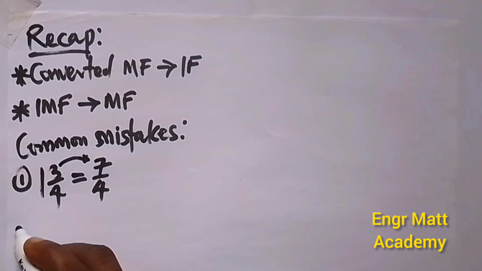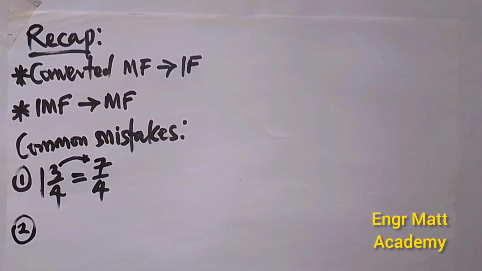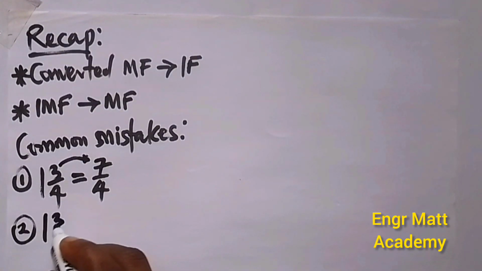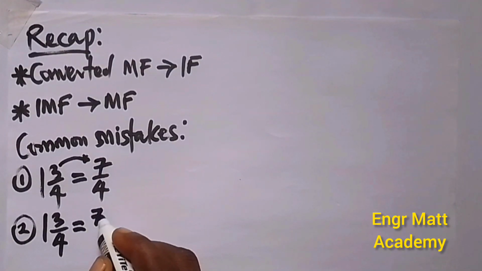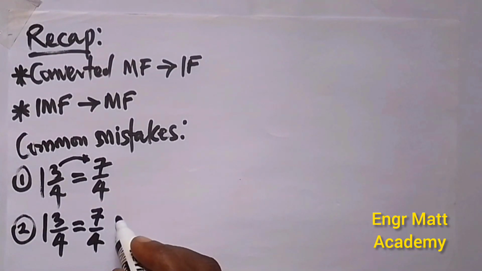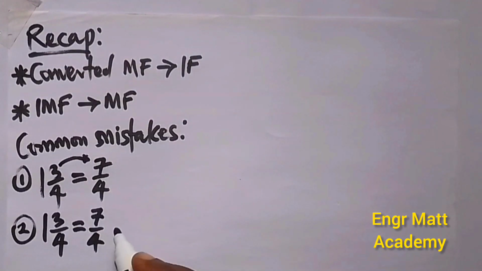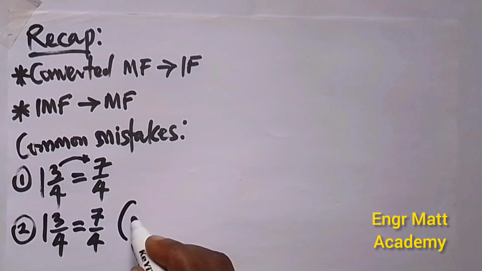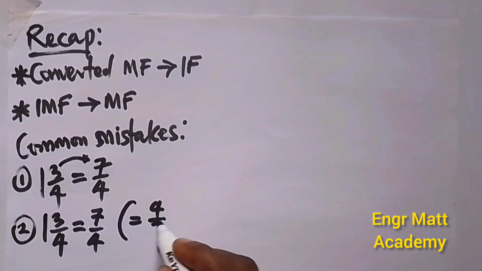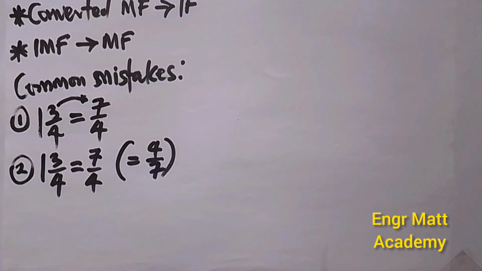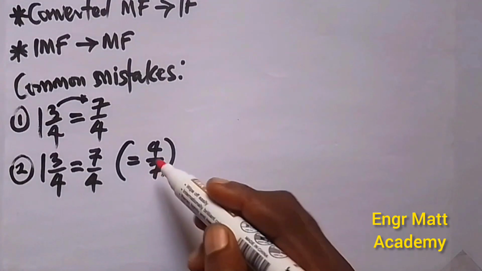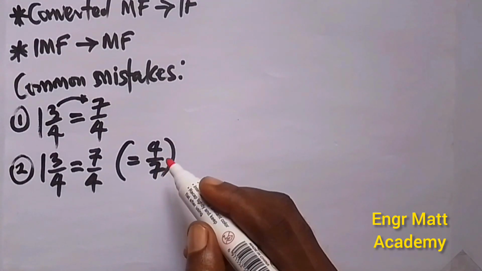2. They wrongly place the numerator. Instead of saying 1 whole number 3 over 4 is equal to 7 over 4, many students wrongly say 4 over 7, placing and flipping the final answer.